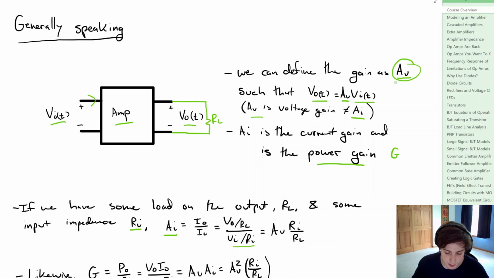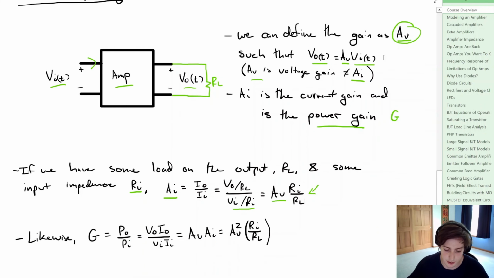Nicely enough, that's equal to the voltage gain times this ratio of the input impedance to the load impedance or resistance. And unfortunately in textbooks, impedance and resistance for these kind of amplifiers gets used interchangeably.